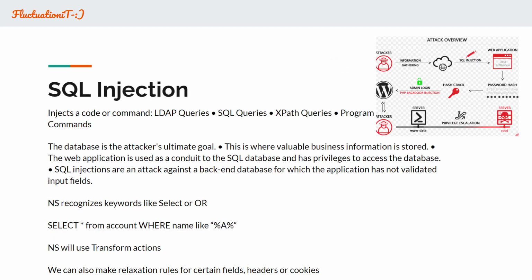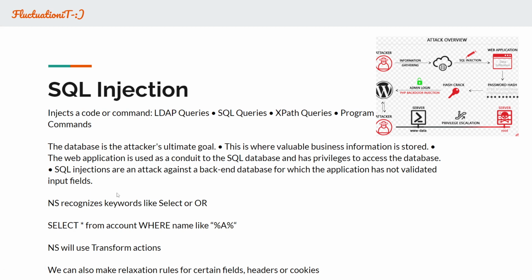The second one is SQL injection. So SQL injection will inject a code or command, LDAP query, SQL query, XPath queries, program command. The database is the attacker's ultimate goal. This is where valuable business information is stored. The web application is used as a conduit to the SQL database and has privilege to access the database. SQL injection is an attack against a backend database for which the application has not validated input fields. This is a big problem.